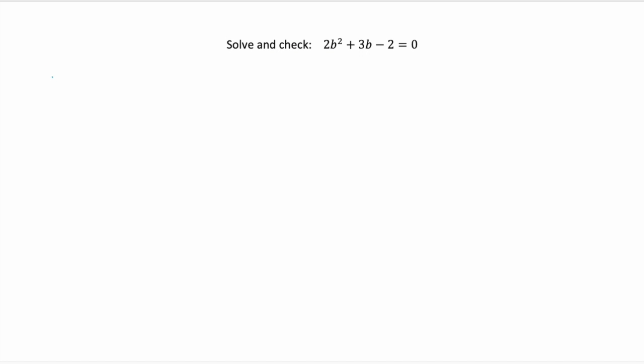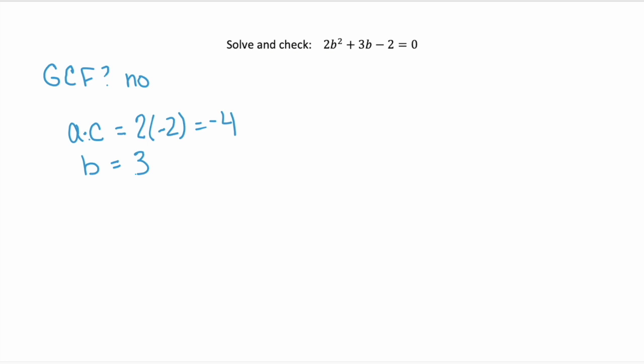So remember, first you want to check, is there a GCF? No, because 2, 3, and negative 2 don't have any factors in common. So we're going to use the key number method instead. So a times c and b. So a times c is 2 times negative 2 or negative 4. And our b value is 3.